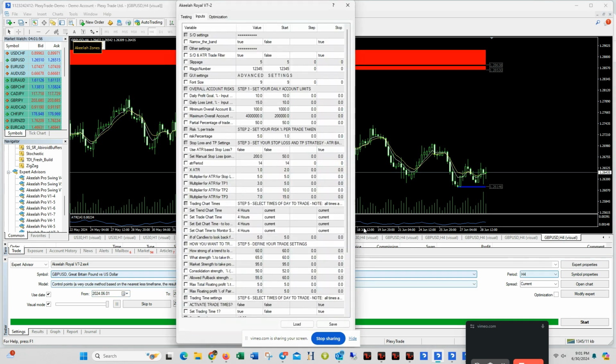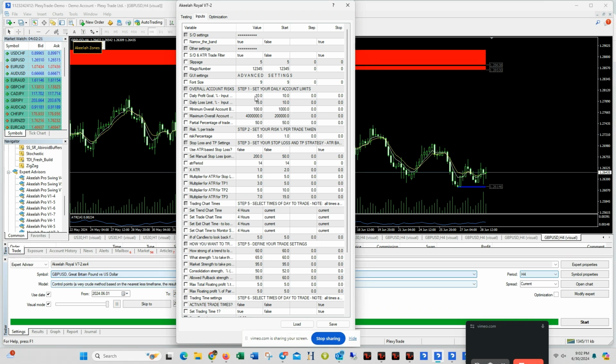Inside of my settings, the recommended settings I would use for this pair, GBPUSD, because it's one of these currency pairs pegged to the US dollar, we would run these particular settings on this one. And so these are aggressive settings. The majority of our Akeelah strategies are designed to be aggressive, to run on aggressively moving pairs.